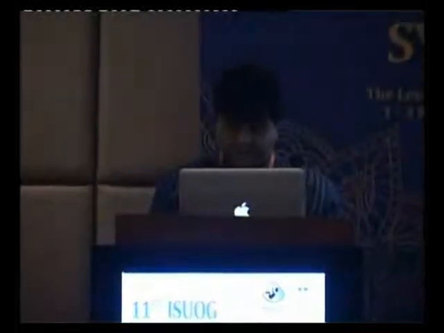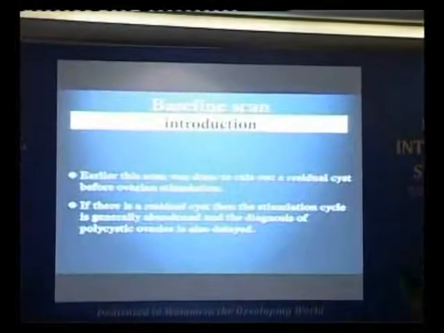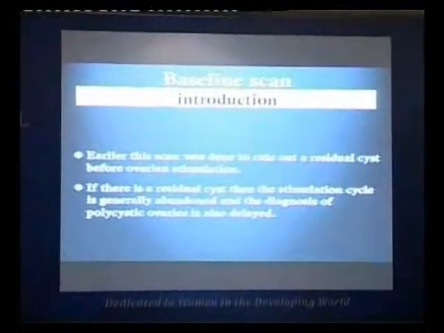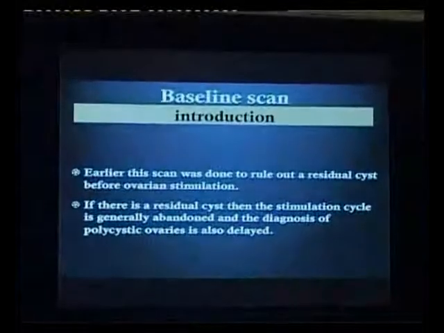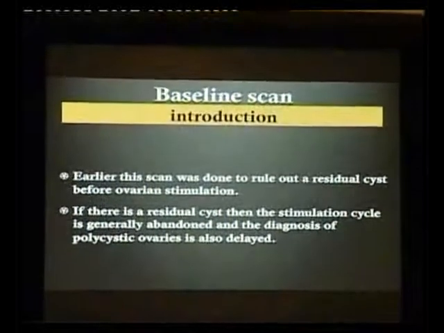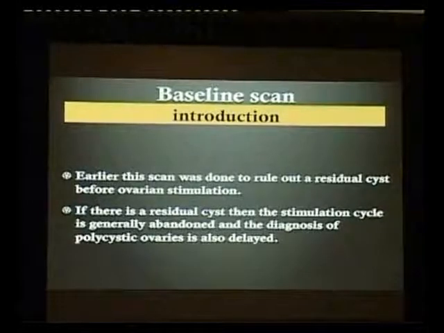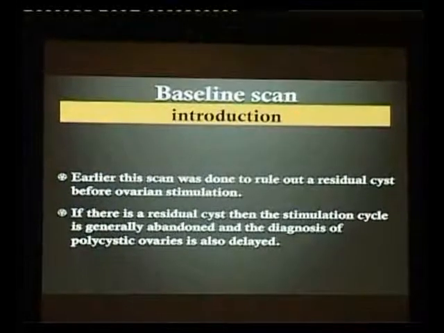Baseline is a line that is a base for a measurement or for building up. Earlier, this scan was done with few limited purposes, one of them being to rule out a residual cyst before the clinician could decide on the ovarian stimulations. And if there was a residual cyst, then the stimulation cycles are generally abandoned and the diagnosis of polycystic ovaries is also delayed.